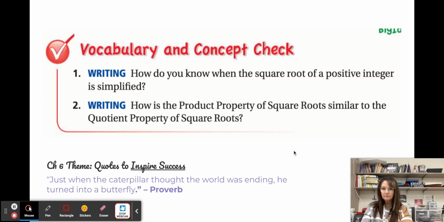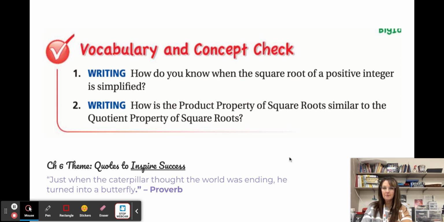All right, new chapter. So go ahead and, if this is on an Edpuzzle that you're watching this video, go ahead and respond to these vocabulary and concept check questions. Let me know which one you are responding to.